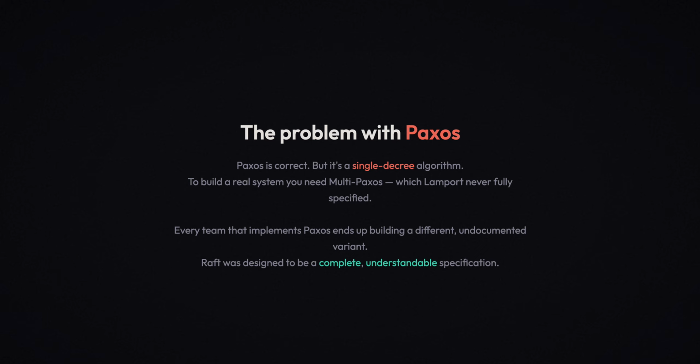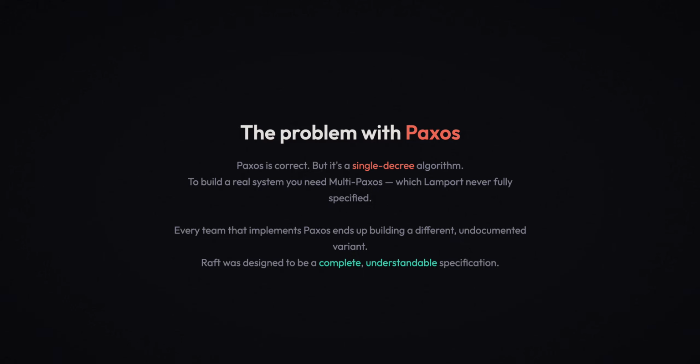The core problem with Paxos isn't the algorithm itself, it's the gap between the theory and what you need to build. Paxos is specified as a single-decree algorithm. It agrees on one value, but real systems need to agree on a sequence of values, a replicated log. The multi-Paxos extension that handles this was never formally specified by Lamport. The result: every team that implements Paxos ends up inventing their own variant. Google's Chubby team spent years debugging theirs. These variants are rarely published, so each new team starts from scratch. Raft was designed to fix this.